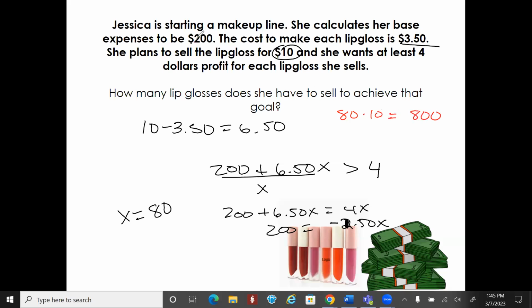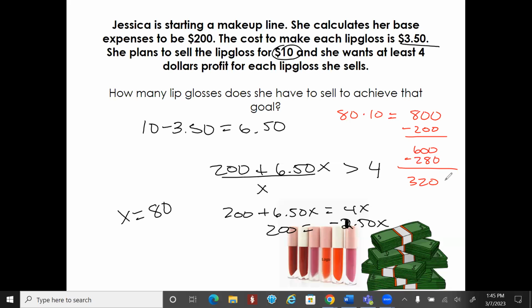And then we want to take out this $200 expense, right? That would give us $600. And then each one is $3.50 to make. That would be $3.50 times we have 80 of them, right? So that would be minus 280. So we got 600 minus 280. That would give us 320. And 320 divided by 80 does give us a $4 profit.